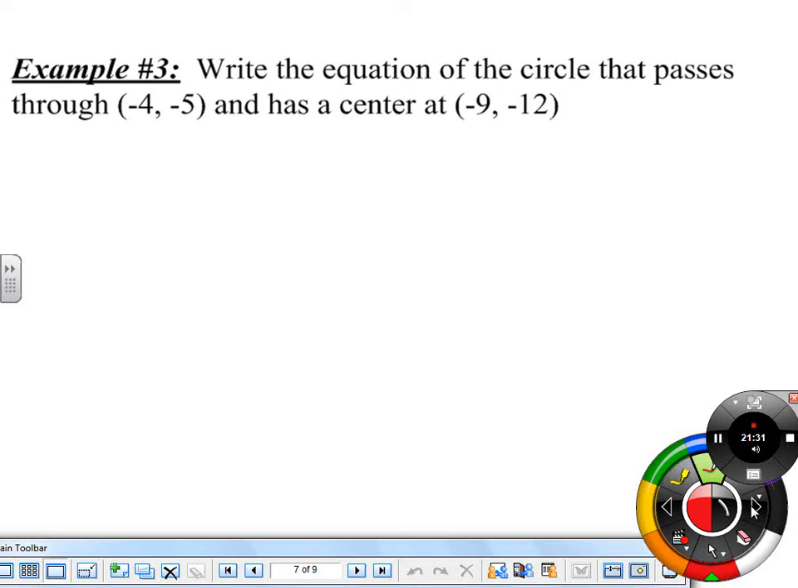But they didn't just hand us the radius, so there's a little more thought that we have to put into this here. So take a couple minutes with your group, see how far you can get with this, and then we'll look at it together. Okay?